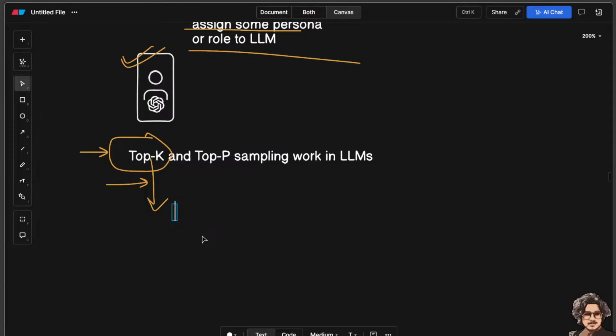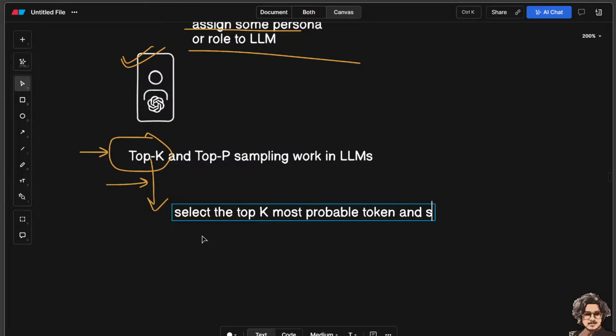That's top K sampling in LLMs. It means that to select the top K, we have to select the top K most probable tokens and then sample from them. So this one is selecting the top K most probable tokens and then sampling from them.